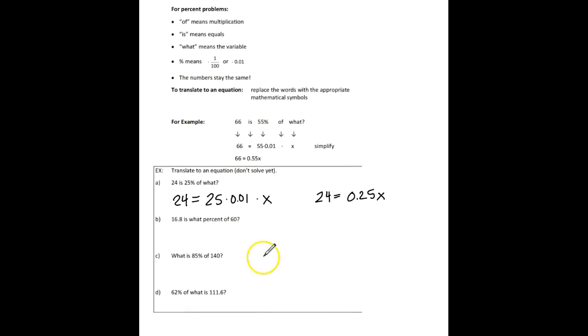Okay, here's a couple more. 16.8 is what percent? So what is, of course, our variable. Percent, remember, means times 0.01. Don't forget that. Of, meaning also again multiply, and then 60. So when I multiply this all out and simplify it, I get 16.8 equals, and when I multiply these three things together, I get 0.6x.